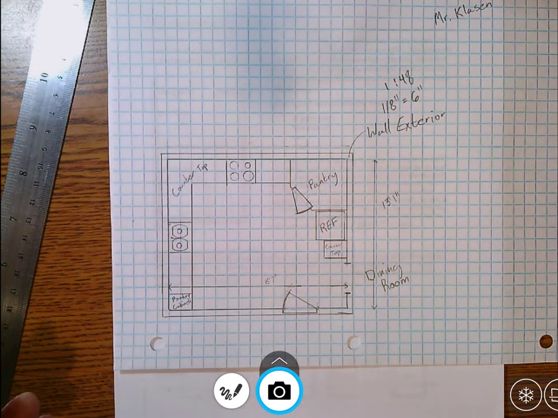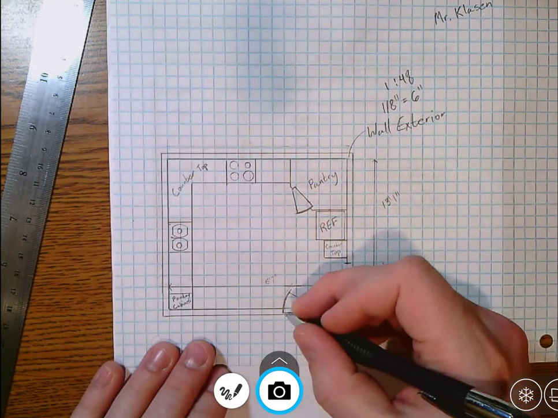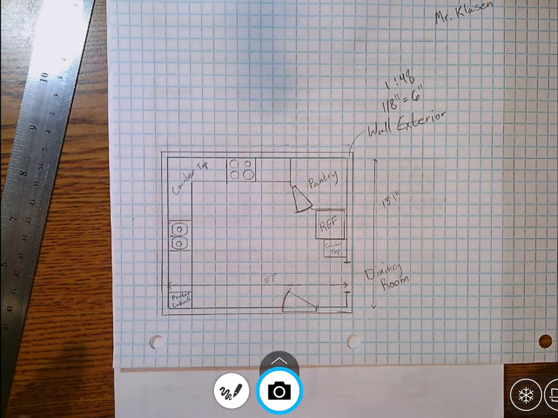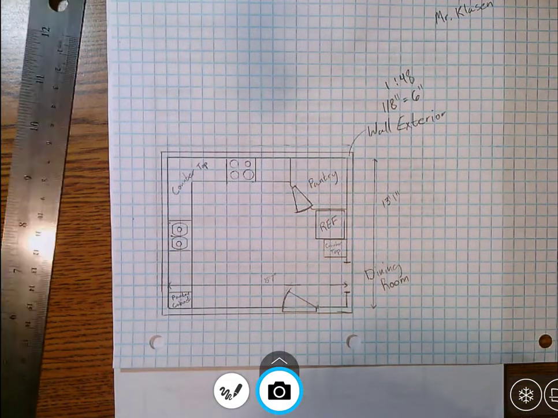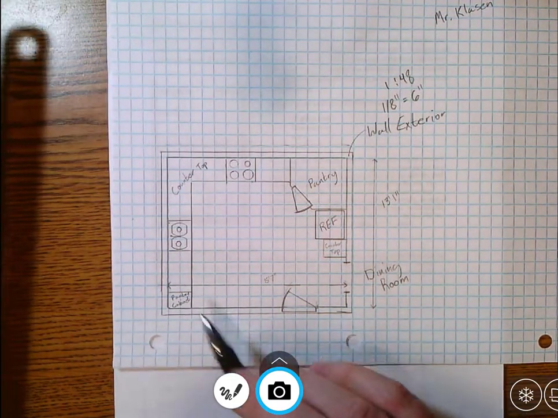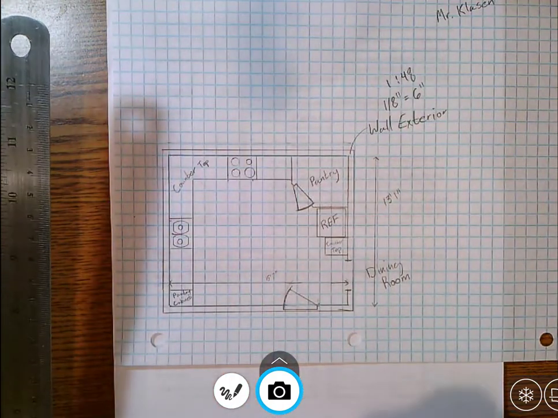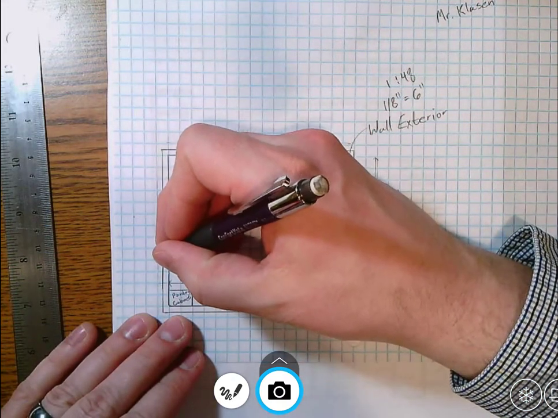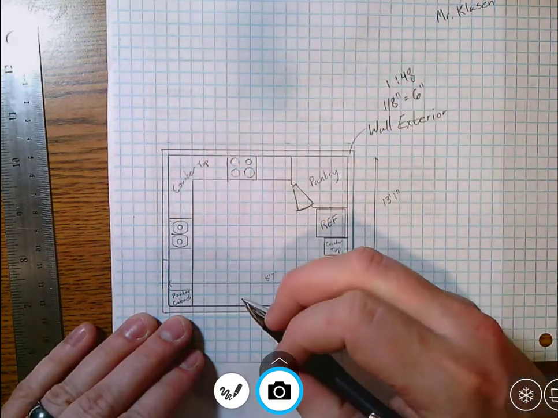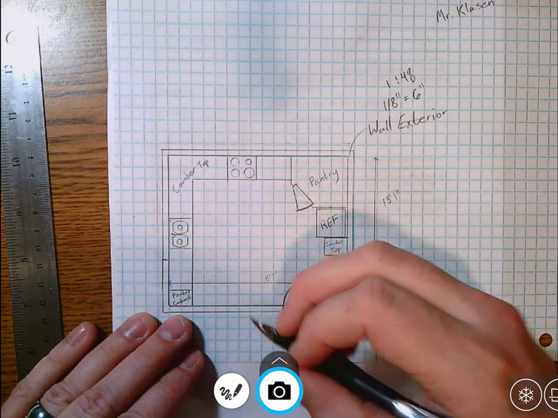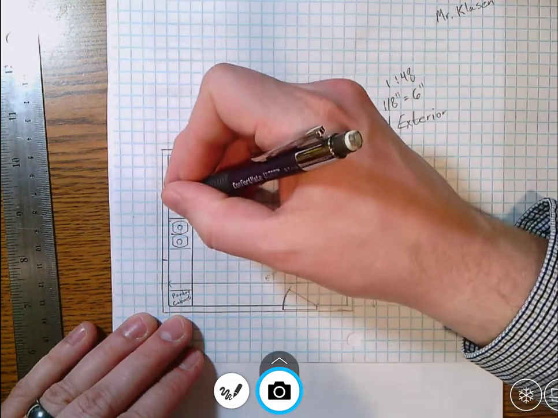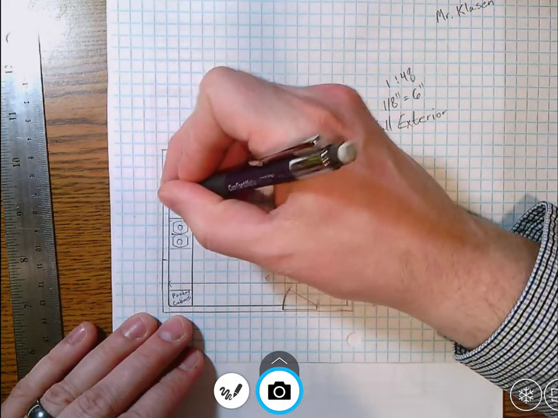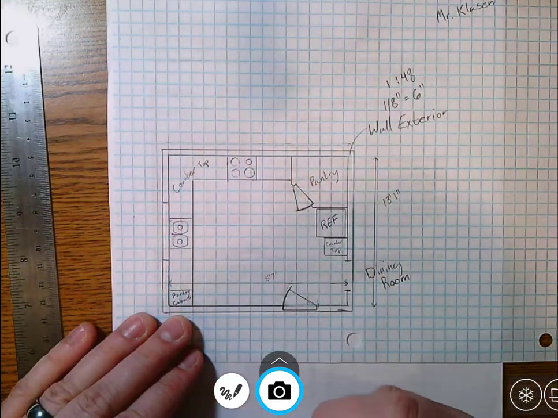So typically what I would do at this point, now that I have all this stuff drawn in, is point out where my windows are. I have 2 windows in this room. I have one over here, and I have one over my kitchen. 4 feet inside, I have a window right here, and typically this is 5 feet wide. So 1, 2, 3, 4, 5. And that's the width of that window.